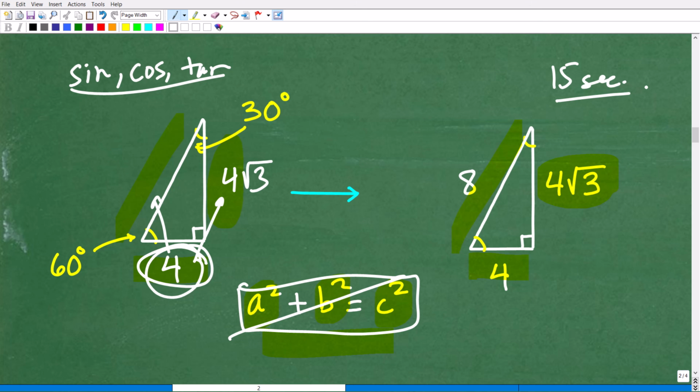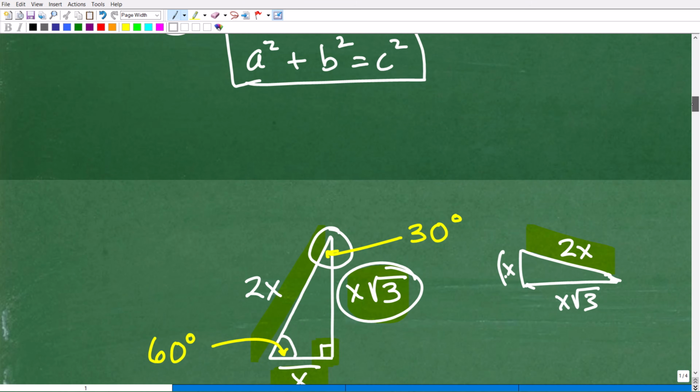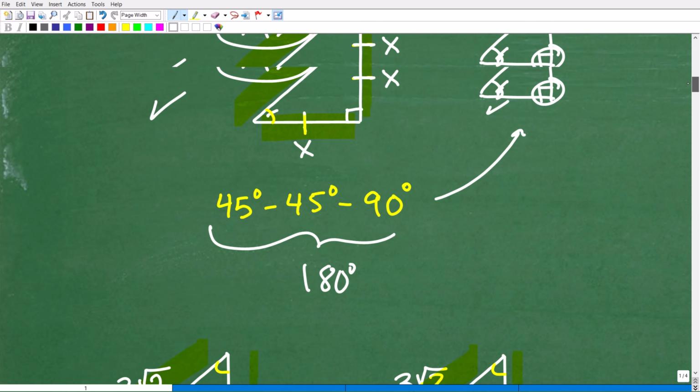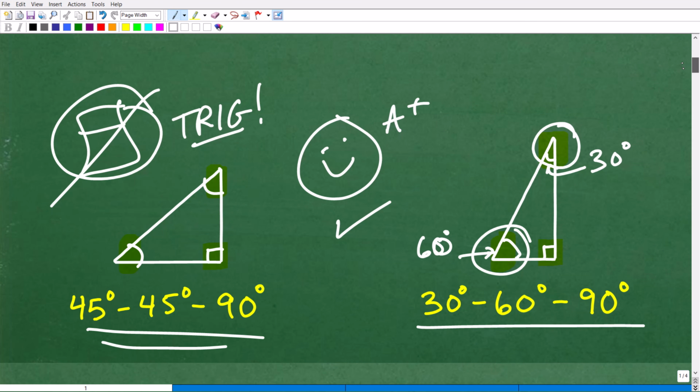So again, I know I'm being redundant, because I want to really stress the importance of knowing these two special right triangles. And you do need to know the trigonometry, how to solve any right triangle using sine, cosine, and tangent, and the Pythagorean theorem as well. But there's going to be problems where you're going to need to know these special relationships for 45-45-90 and 30-60-90.